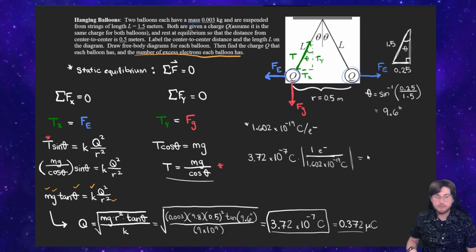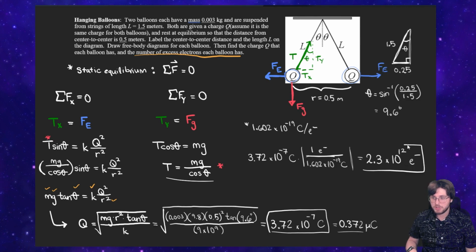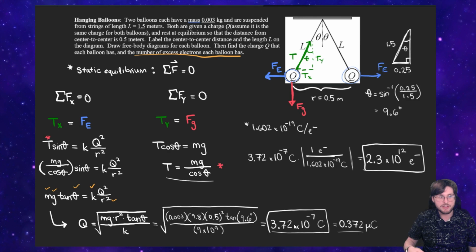So if we do that, then you should find that the number of excess electrons amounts to 2.3 times 10 to the 12 electrons per balloon. That's a lot of electrons, but they are very small, so I guess that tracks. And that is your tabletop sized problem. The next 2 problems are going to be a bit more abstract, but I think you're also going to find they're a bit more direct in terms of how you apply Coulomb's law. So we'll take a look at those next.